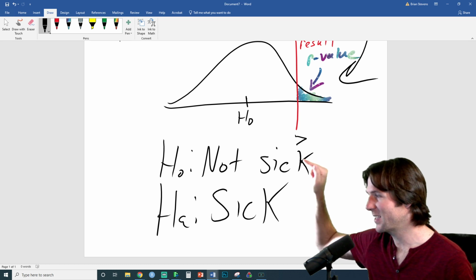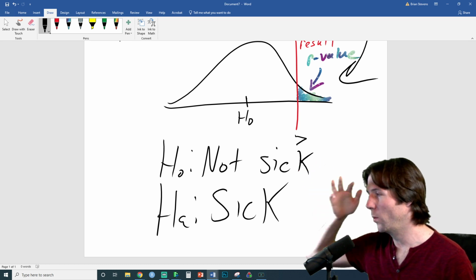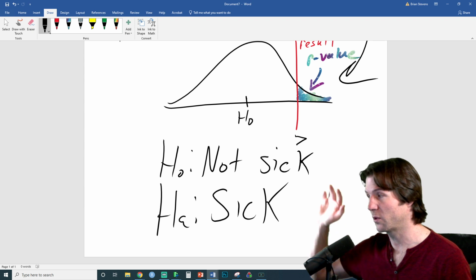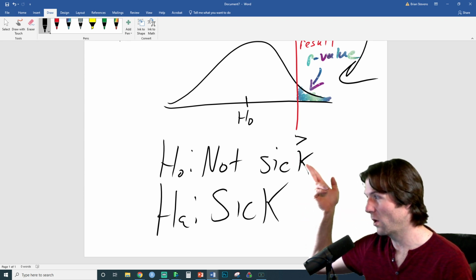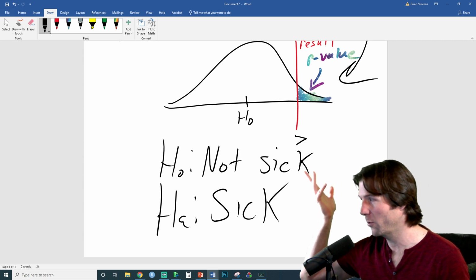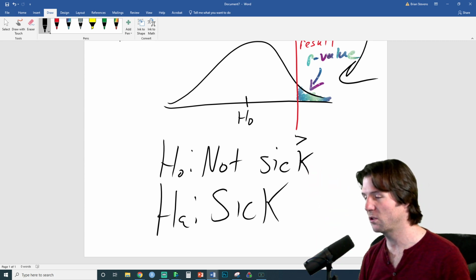So it is false that they are not sick, but we are going to fail to reject that. It's false that they are not sick, so they are actually sick. But we are going to fail to reject the null and say that they are not sick. So it's going to be an error when we fail to reject the null. If it ever confuses you, like, what are they actually?